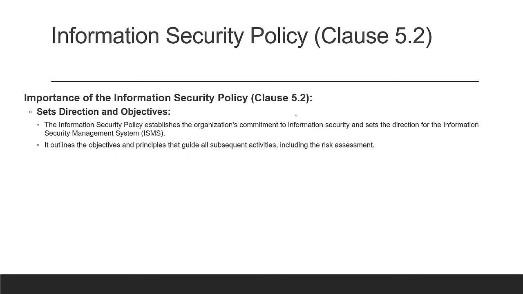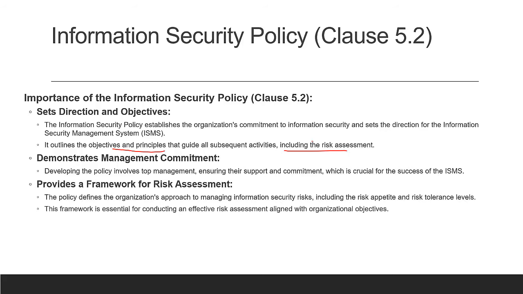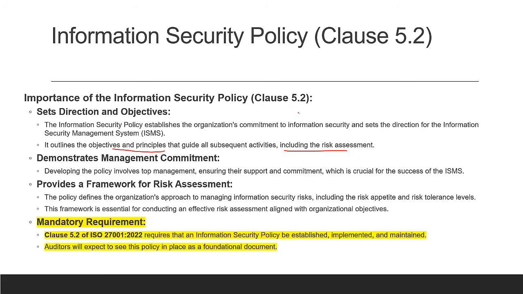Now the question is why we need a policy? Because policy helps you to set the direction. And it is a very important thing to guide the risk assessment, because risk assessment is based on the controls and everything. Second, by having a policy, we are able to demonstrate the management commitment. It's a starting point. And policy defines the organization's approach to managing risk, and the tolerance level and framework is essential for conducting an effective risk assessment. And as per the audit, it is a mandatory requirement, like clause 5.2 of 27001, because information security policy should be established, implemented, and maintained. So the auditor will expect to see policy as a foundational document. That's a very important part.